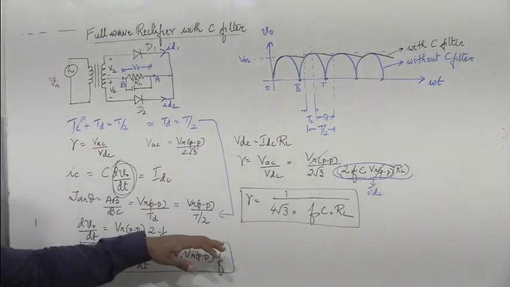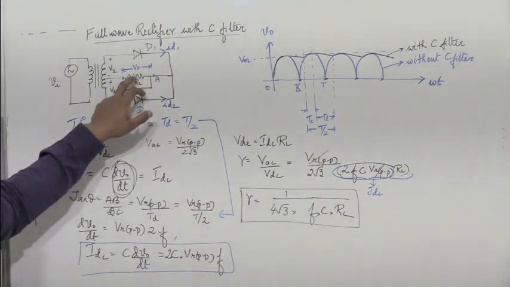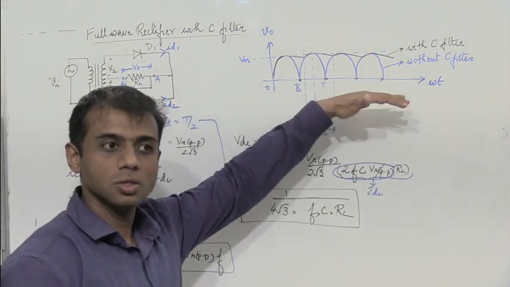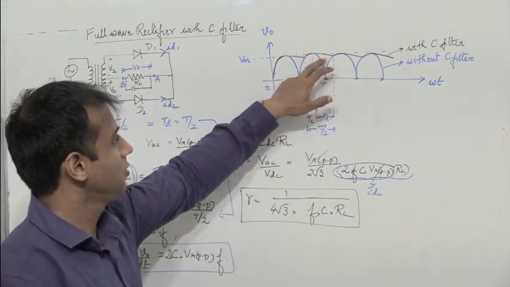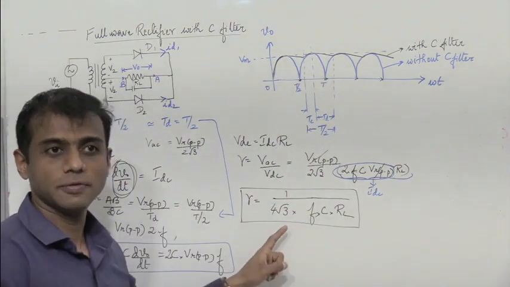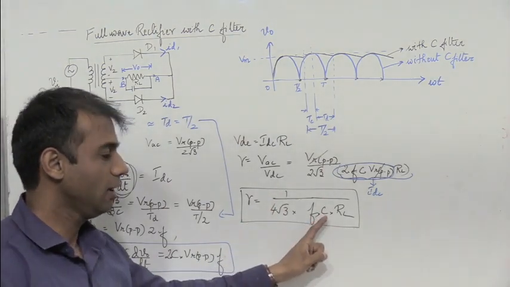Right? So now we have understood that using a capacitor across the load resistance RL will remove the variations to a large extent, and this is the output waveform we get. And the ripple factor for a full wave rectifier with capacitor filter is given by 1 by 4 root 3 FCRL.